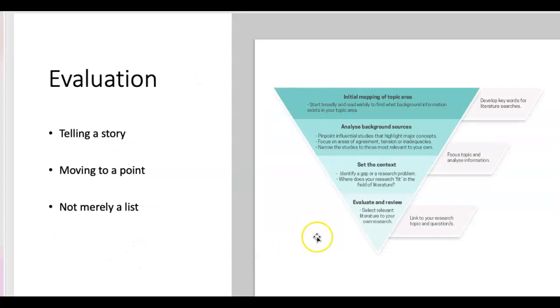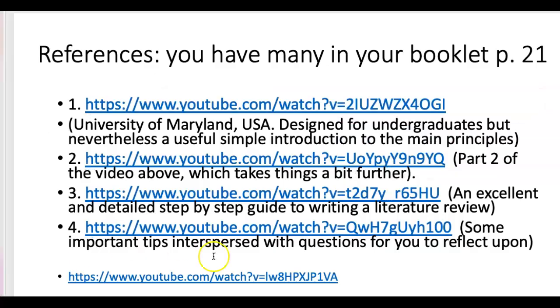Here's another little triangle thing, okay? So again, you might do the initial mapping and then analyze some of the background sources, set the context, and then evaluate and review. This is the key bit that your supervisors will be looking for, is that as you read the literature, you're thinking about which items of the literature are the most compelling, the strongest, the most evidence-based, or whatever it is. Okay, is that all good? Okay. And then in my last slide here I just took some of the sources from your book, okay? I've watched one of the videos and it was absolutely excellent, okay?